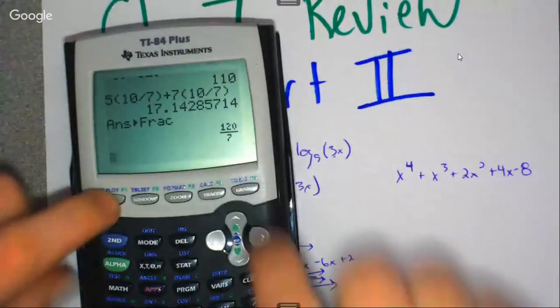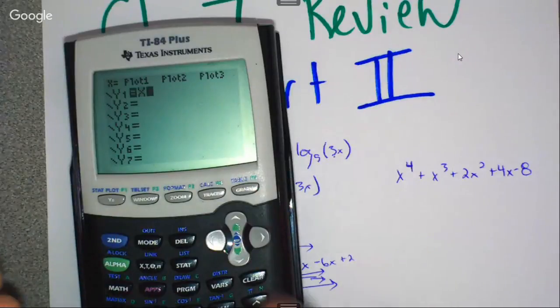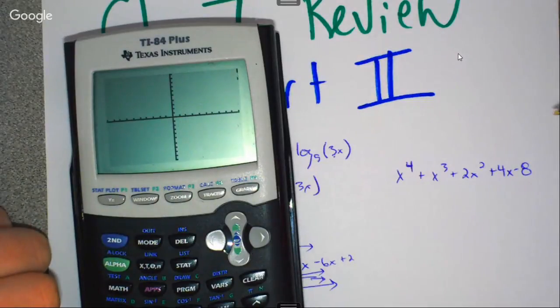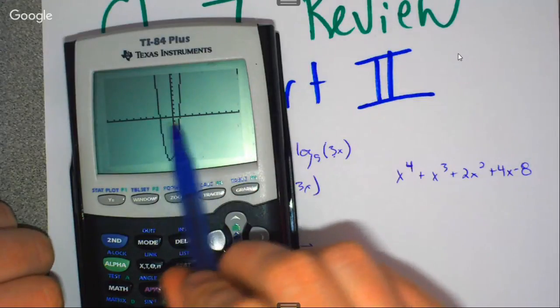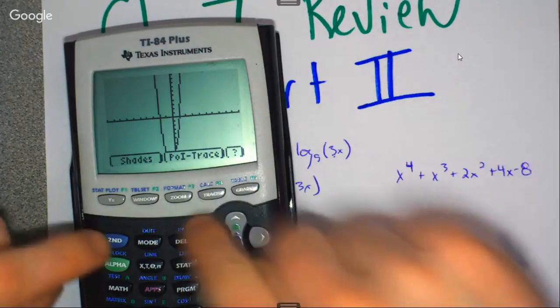Okay, if I go to graph this thing, x to the 4th plus x to the third plus 2x squared plus 4x minus 8. Zoom standard here. I can see two zeros right here, and those are -2 and 1. If we don't know that, we can calculate.